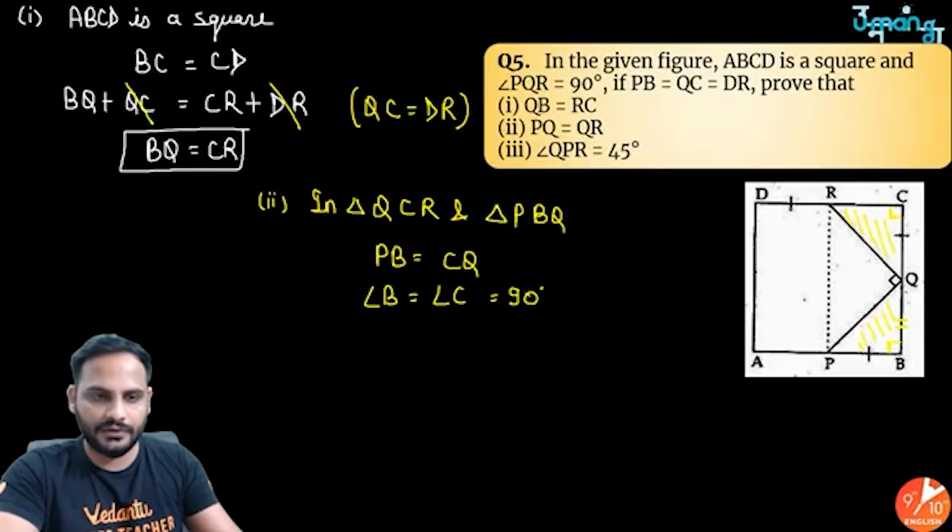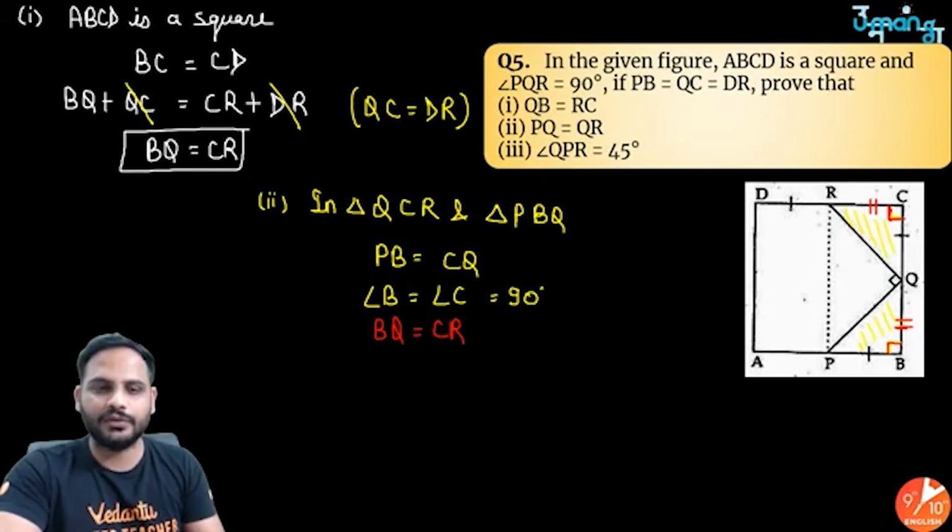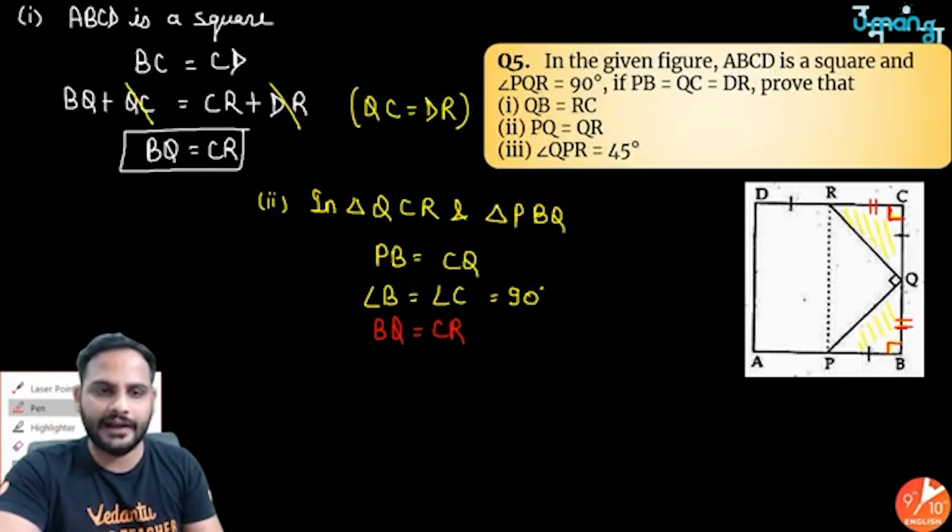Let me use a highlighter pen. So this is 90, this is 90, and from result one, we can clearly say BQ is equal to CR. So which rule is it, beta? Again we have used the side angle side rule.